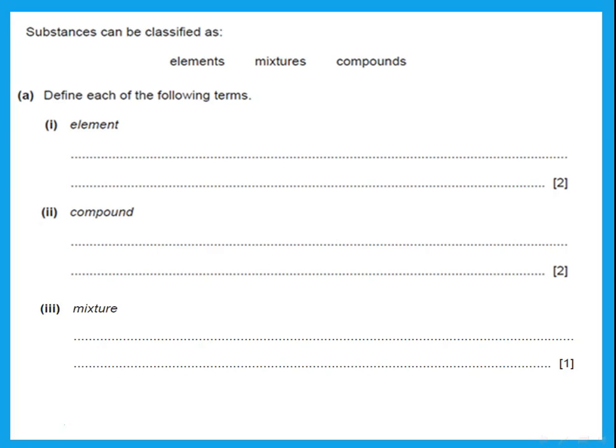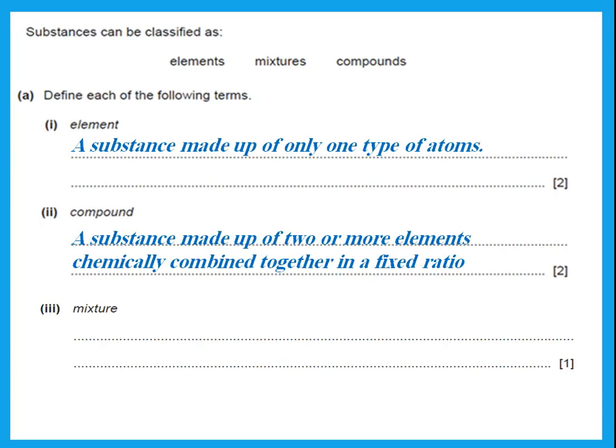So what was the definition of element? Element was a substance made up of 1 type of atoms. Please do not say 1 atom. It's not 1 atom, it's 1 type of atom. That means all the atoms are the same type, or all the atoms are identical. What about compound? Compound says a substance made up of 2 or more elements, chemically combined together in a fixed ratio.